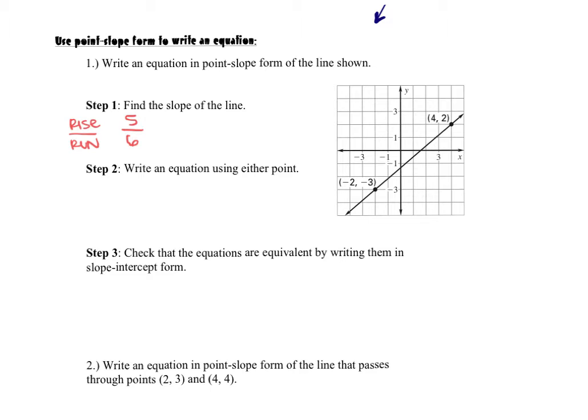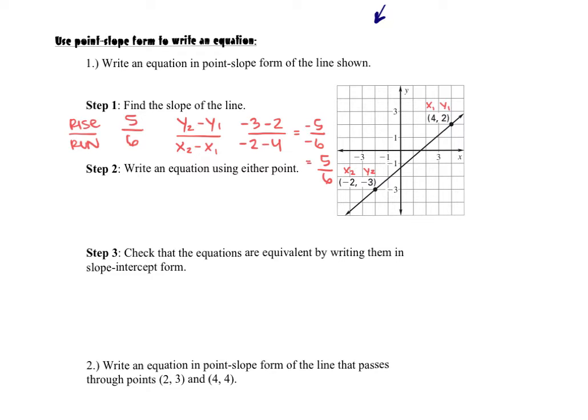The other thing I can do is use that y2 minus y1 over x2 minus x1 formula, which in this case, I'll call this x1, y1, and this x2, y2. So that would be negative 3 minus 2 over negative 2 minus 4, which is negative 5 over negative 6, which simplifies to 5/6. So either way gives you the same slope. It doesn't matter which way you do it, whichever way you think is easier.